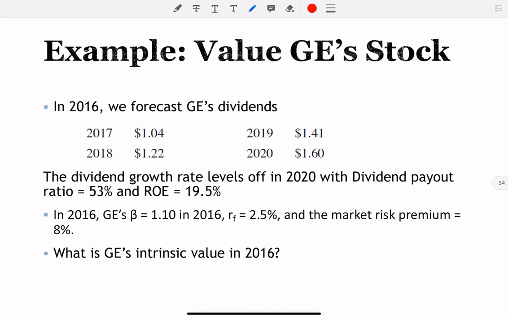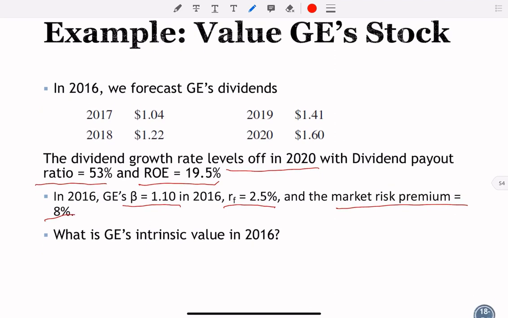And we also assume the dividend growth rate would level off in 2020. That is, from 2020, the firm's dividend will grow at a constant rate. Here we assume the dividend payout ratio is 53% and ROE is 19.5%. We also have G's beta is 1.1, the risk-free rate is 2.5%, and the market risk premium is 8%. The question is, what is G's intrinsic value?